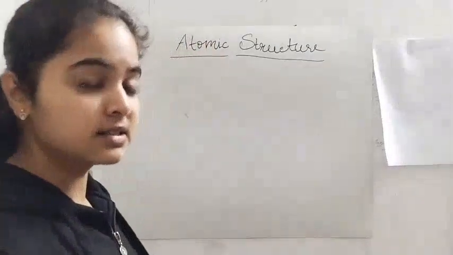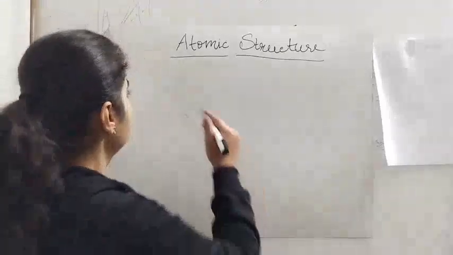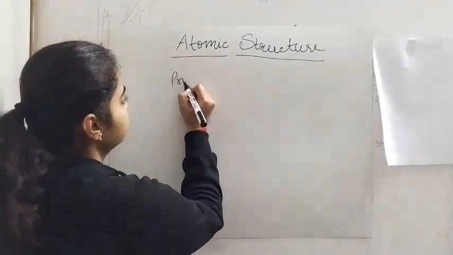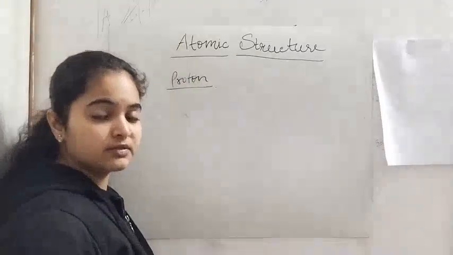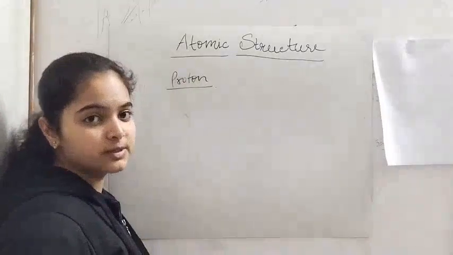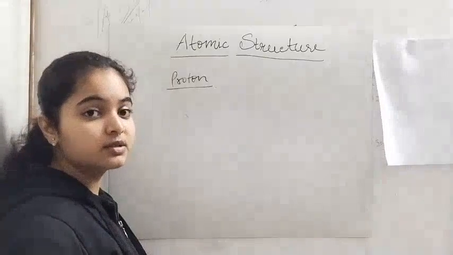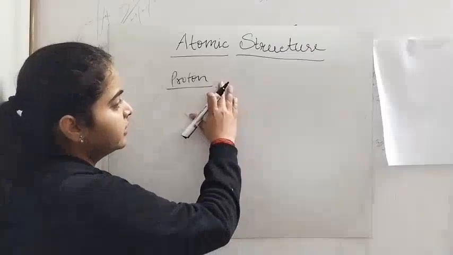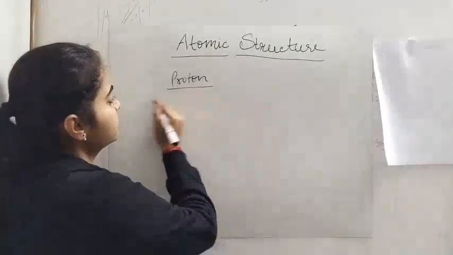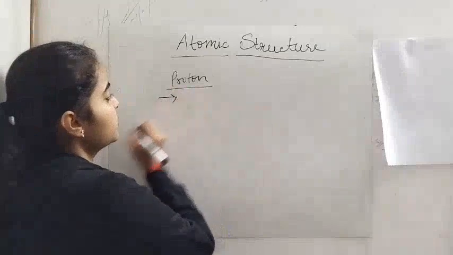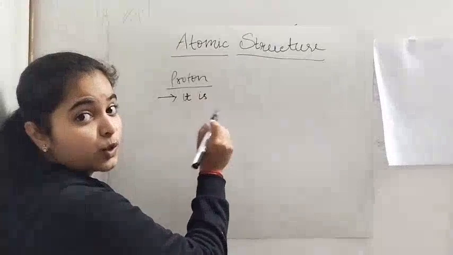Now we will discuss these subatomic particles separately. So starting from the proton. Proton has positive charge on it and it is always positive. It cannot be negative and cannot be neutral. It is always positive. So write down some facts about proton. So first point is, it is always positive.